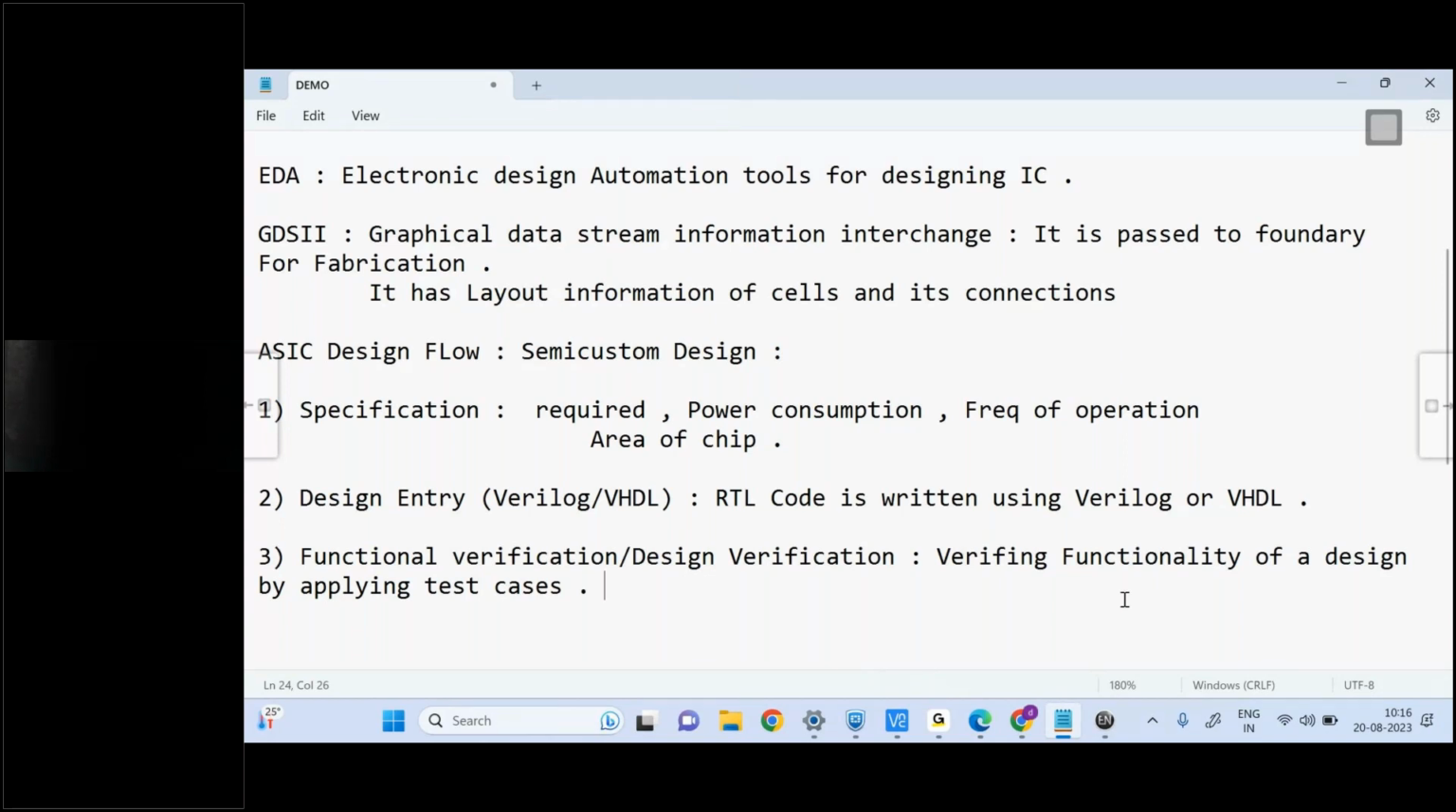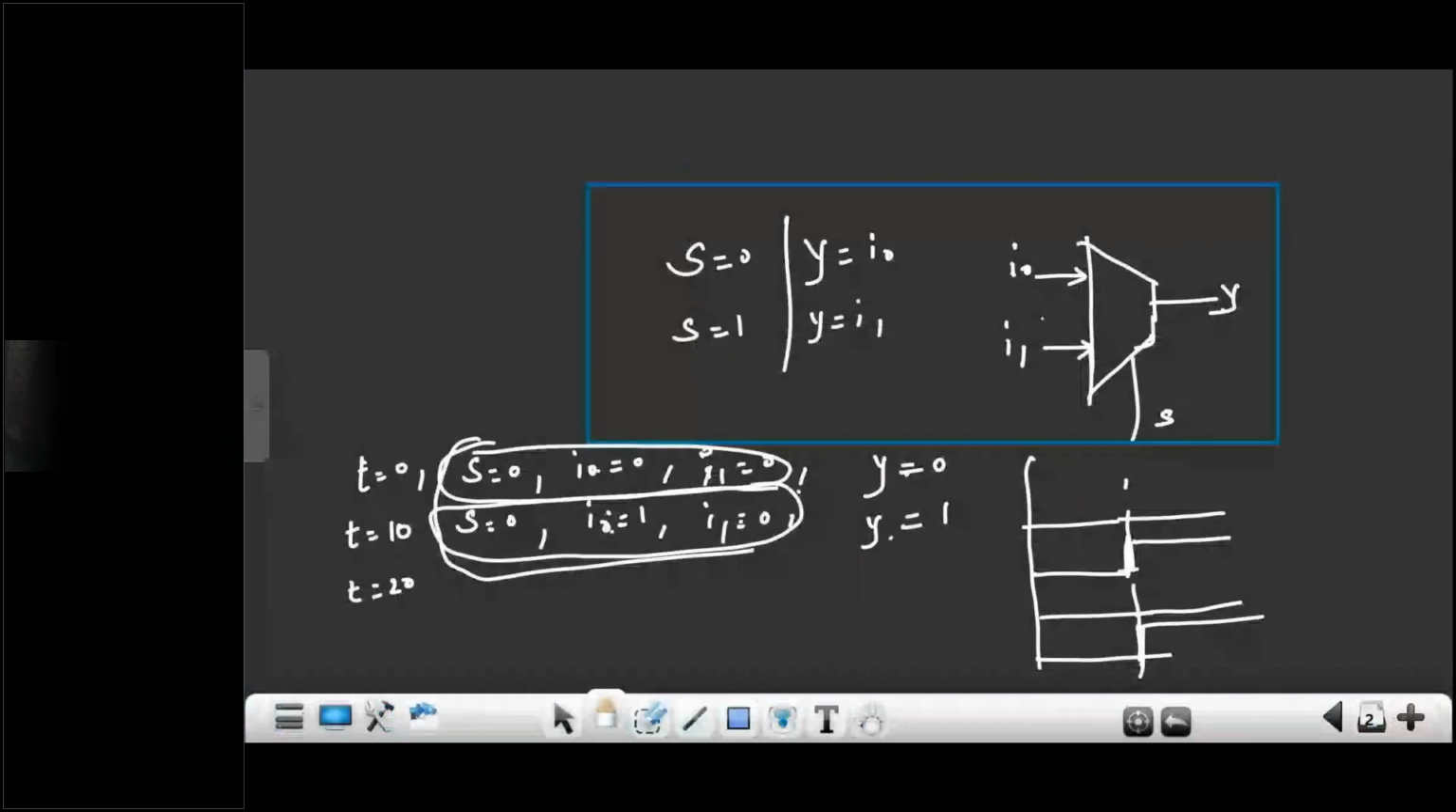If you have 3 inputs, how many combinations will you have? 0 0 0, 0 0 1, 0 1 0, 0 1 1, and so on. Eight combinations, 2 power 3. For example, if your circuit has 32 inputs, 32-bit inputs, then how many combinations do you have? 2 power 32. That is even more than thousands. So I cannot apply that many test cases.